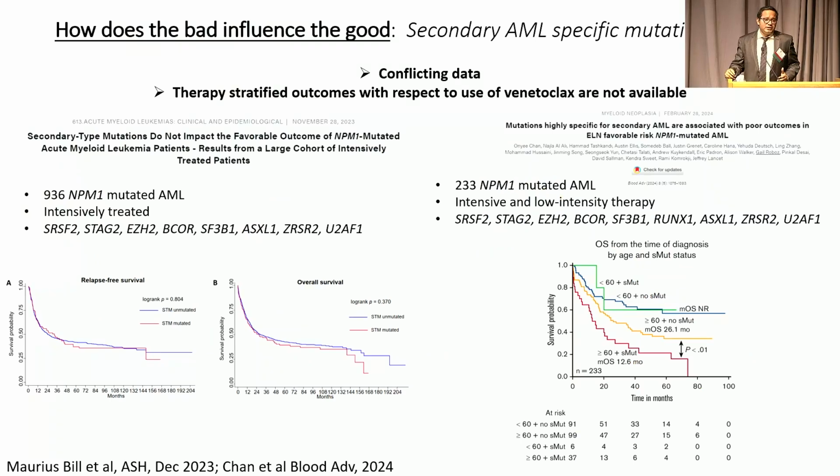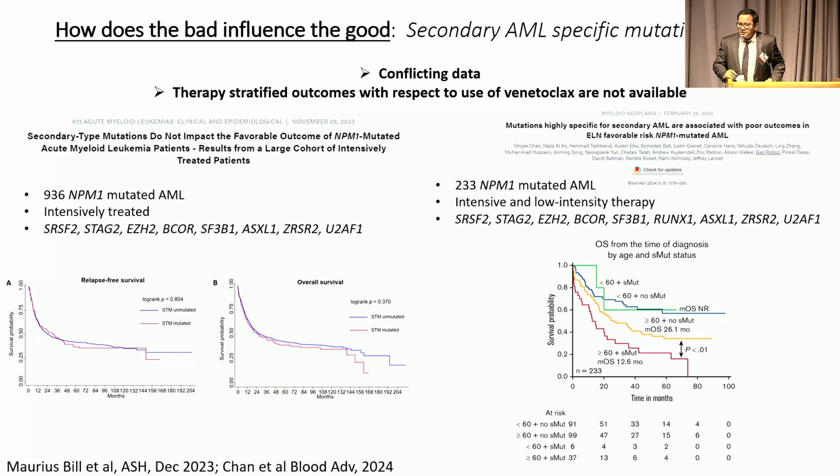So how does the bad influence the good? We know that NPM1 is the poster child for venetoclax response. Here, the data becomes a little conflicting. There are different groups mentioning the impact of secondary mutations on NPM1 in AML, but none of these groups have reported specifically the role of venetoclax, and that would be interesting to see. On the left, you see a huge cohort of patients from the AML Alliance, 936, who had NPM1 mutation, and they showed that when these patients were treated with intensive therapy, they did not have a drop in their survival outcomes, irrespective of the presence of other secondary mutations with NPM1.